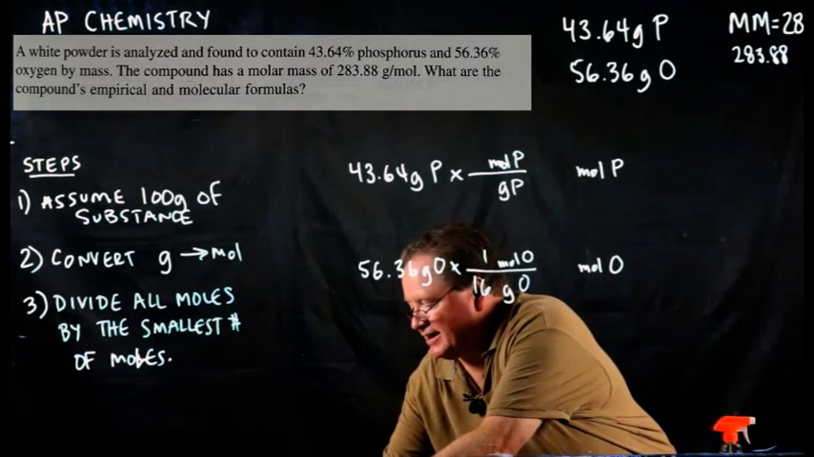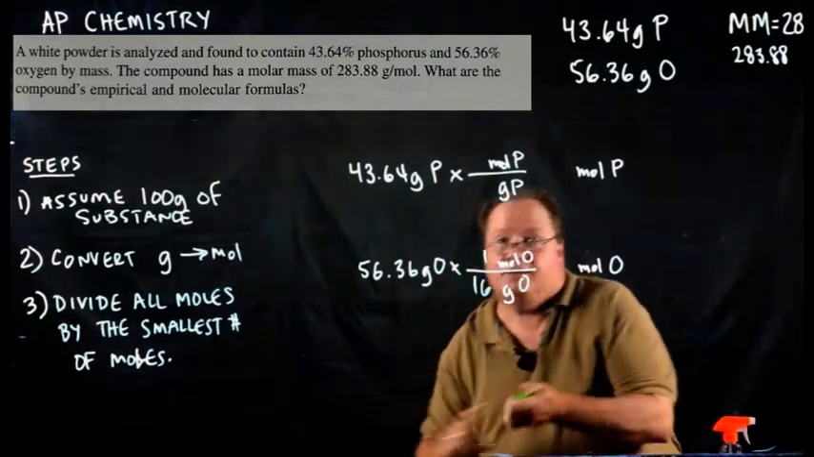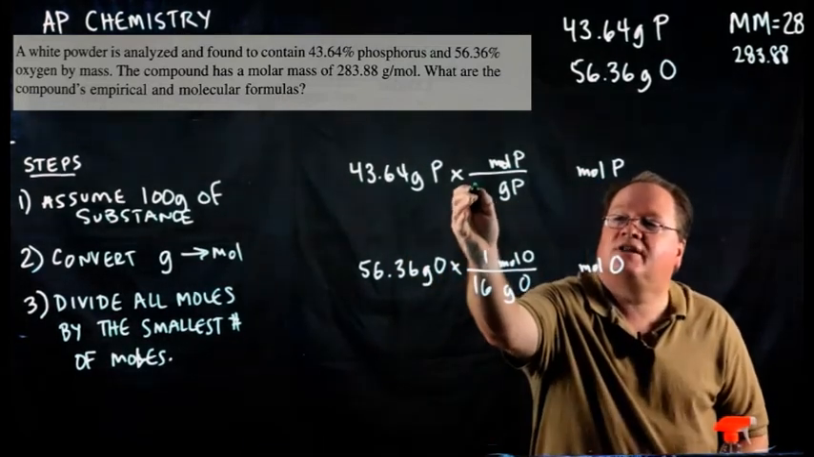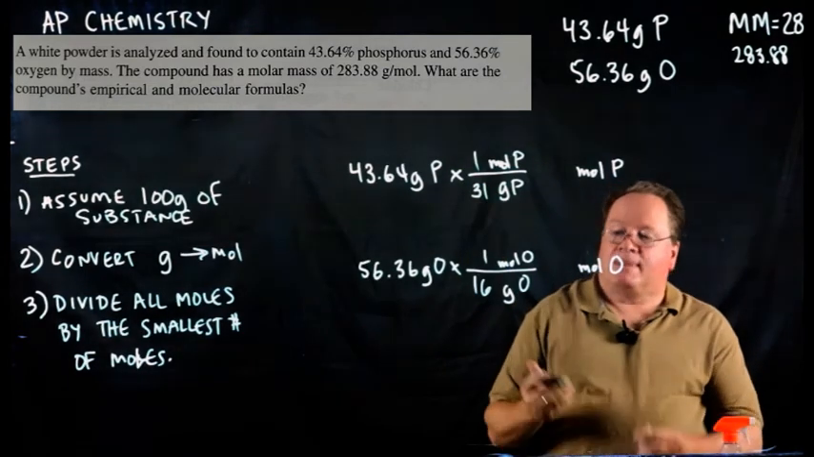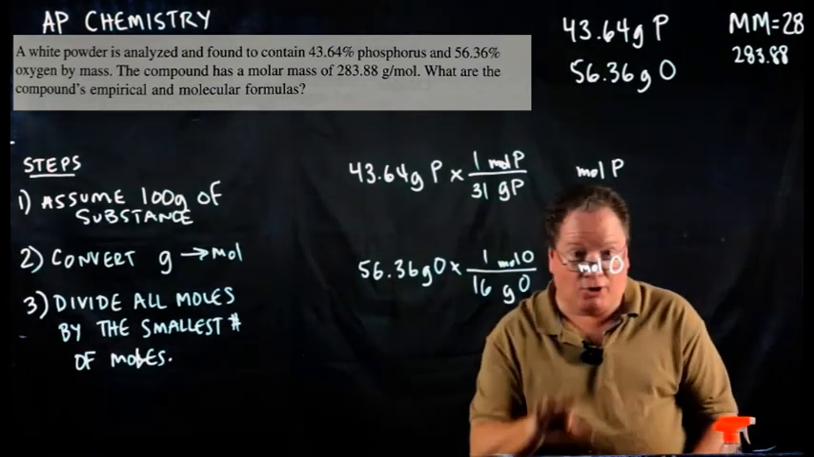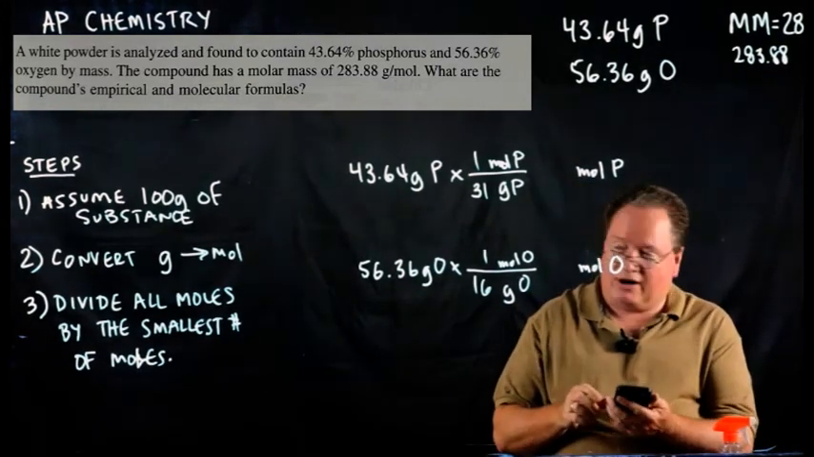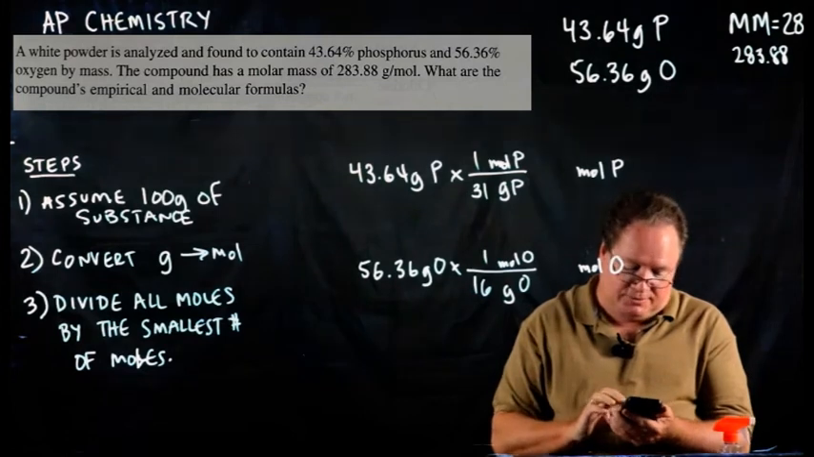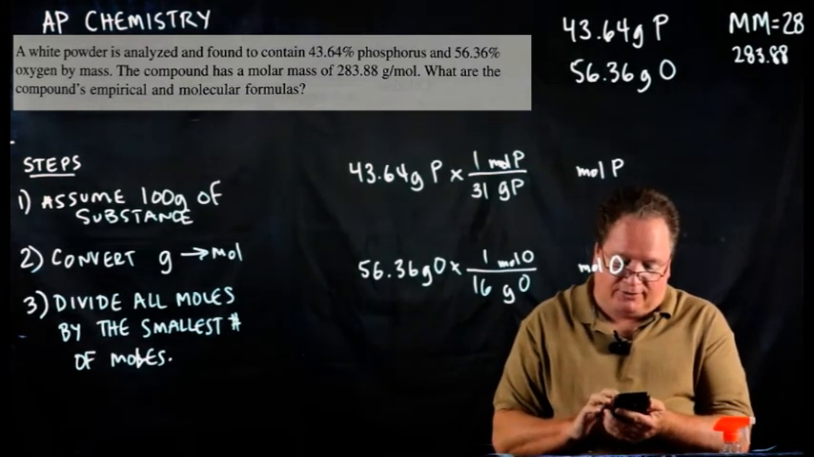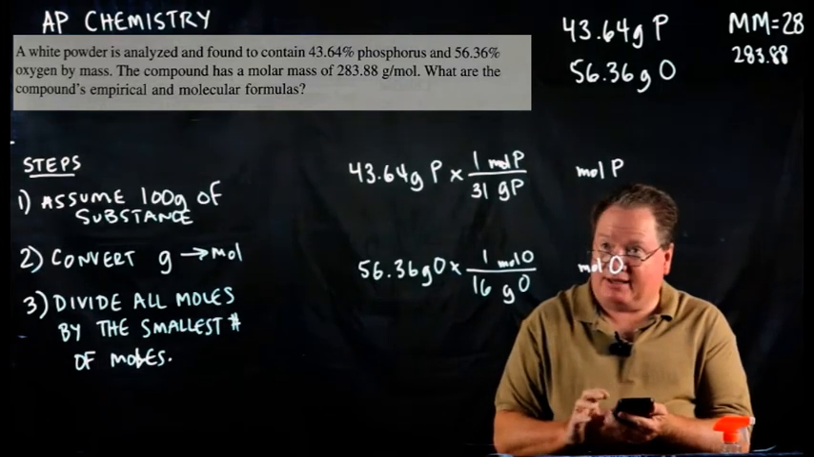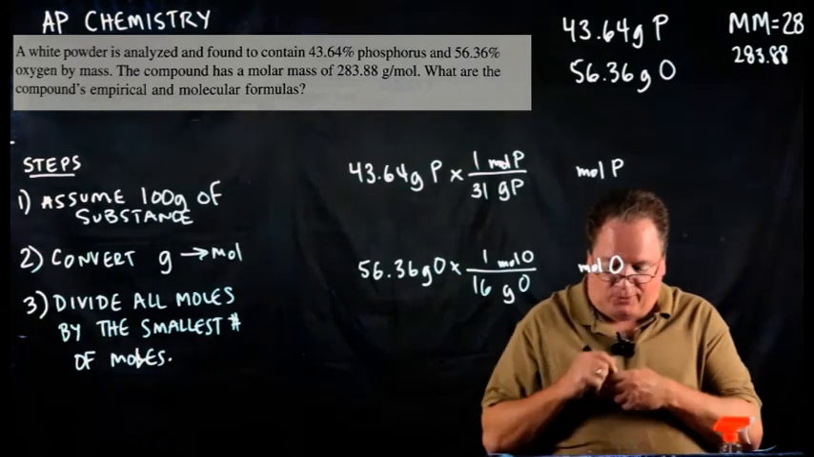Let me double check. Phosphorus is 30.97. So we'll call this 31. And that's 1 mole. We can go ahead and do the math now. I'm going a little bit faster since we already went over the steps. And where are we at? We're right in the middle of step 2. 43.6 divided by 31 equals, I get 1.406.